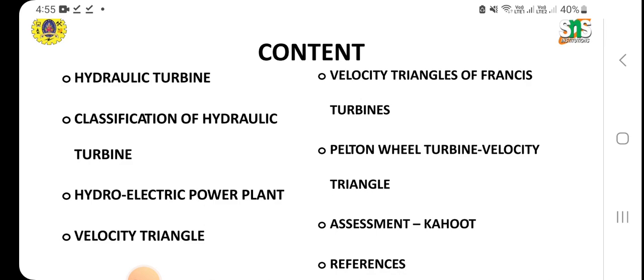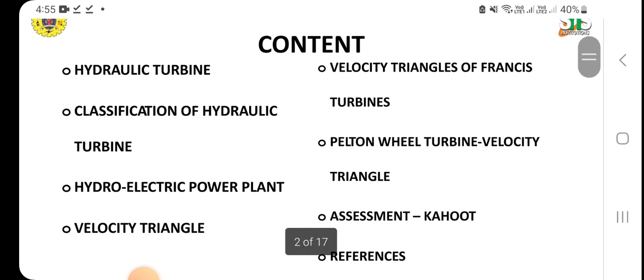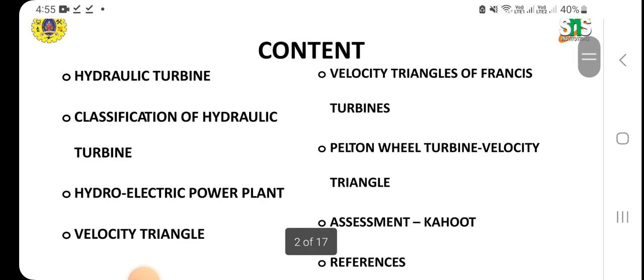Before going into the slides, first we'll study the difference between a pump and a turbine. A pump converts mechanical energy to hydraulic energy by using external power, but a turbine utilizes the hydraulic power of the water to produce mechanical energy, and in turn it is connected to a gear mechanism. Then it converts the hydraulic energy to mechanical energy for electrical power generation.